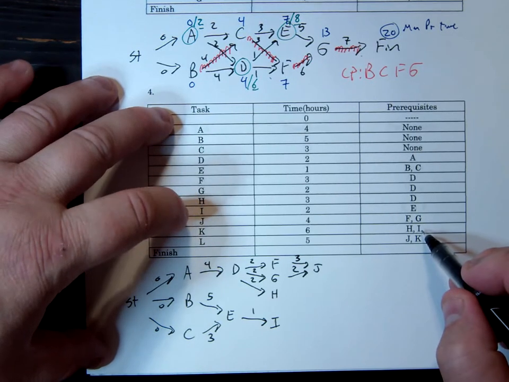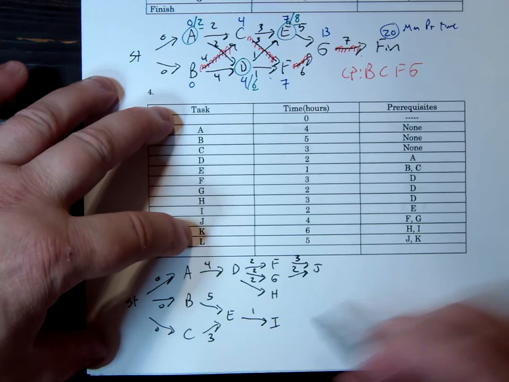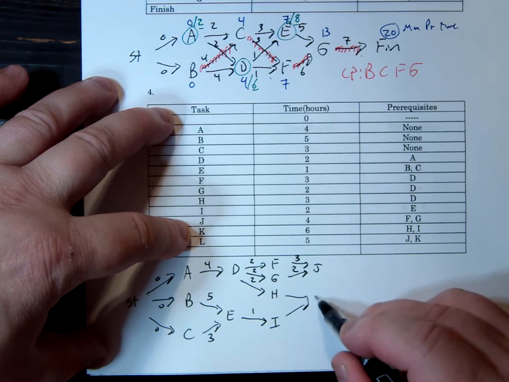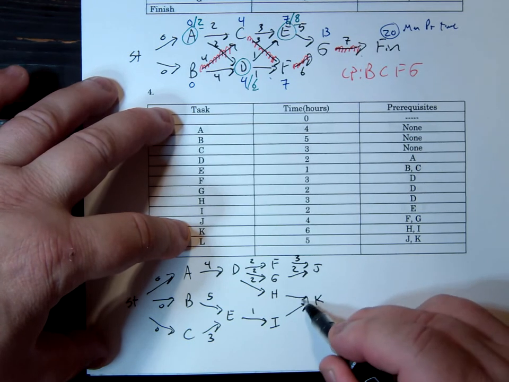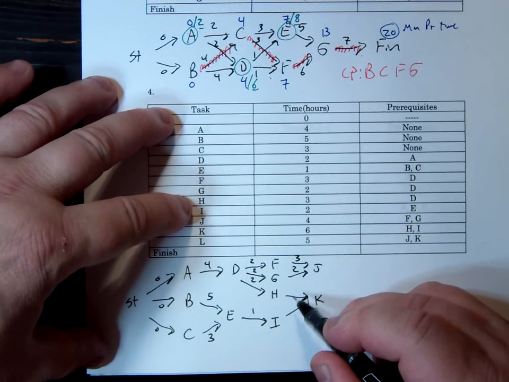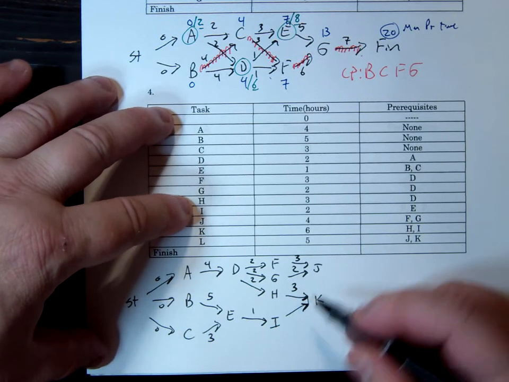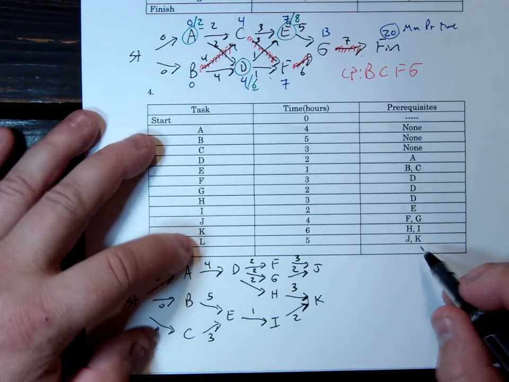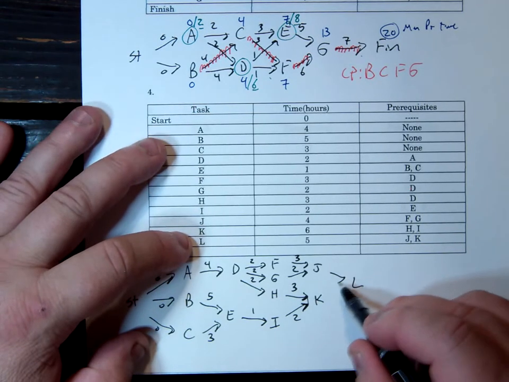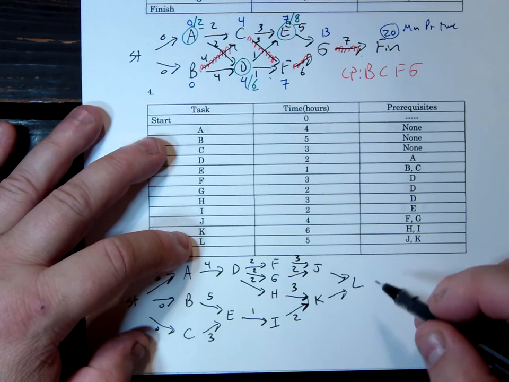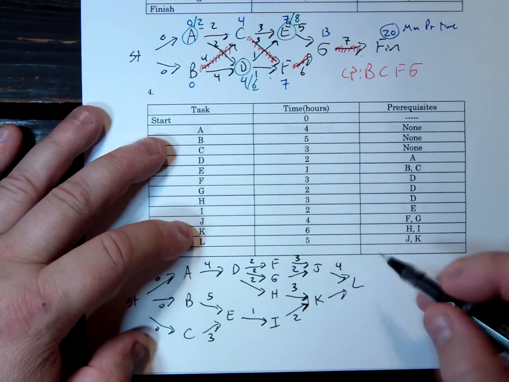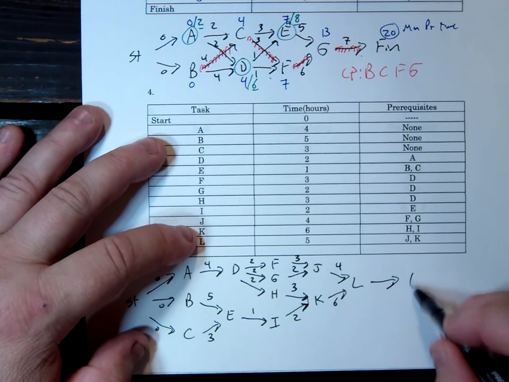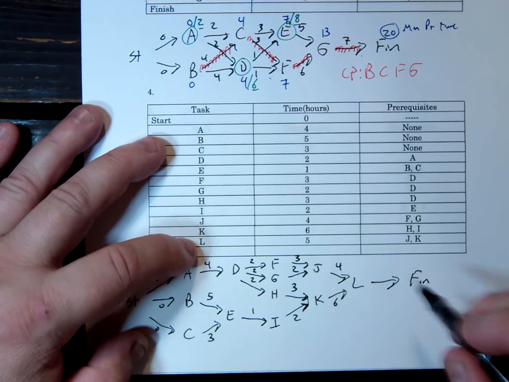H and I are required for K to start. H is 3, I is 2. Then L is waiting for J and K. J is 4, K is 6. And then L can finish the project with a 5.